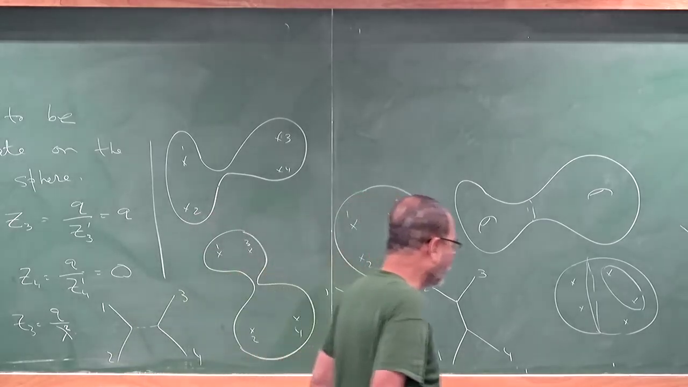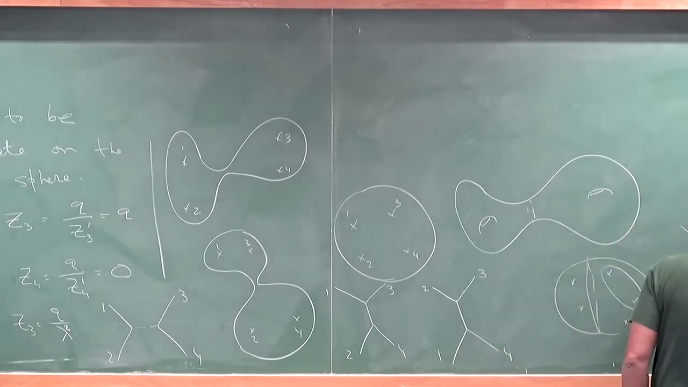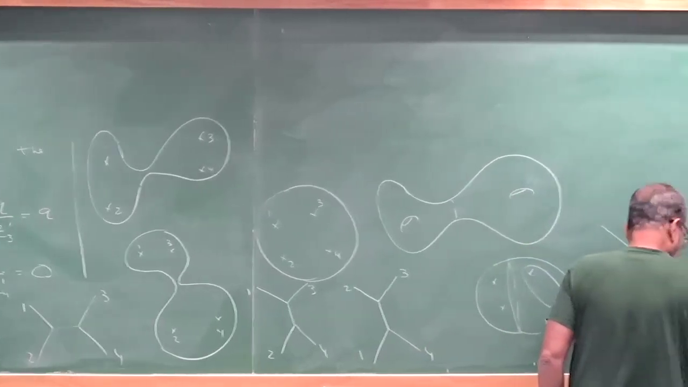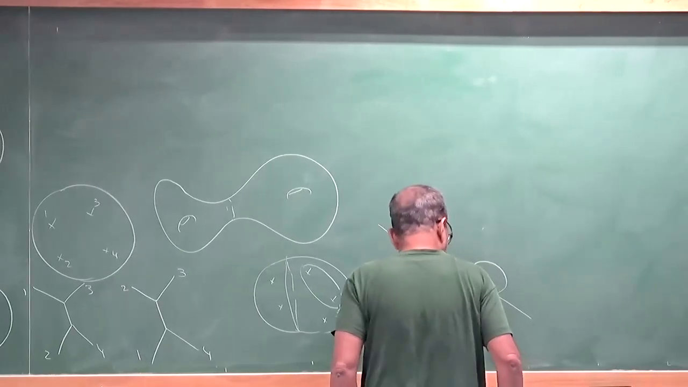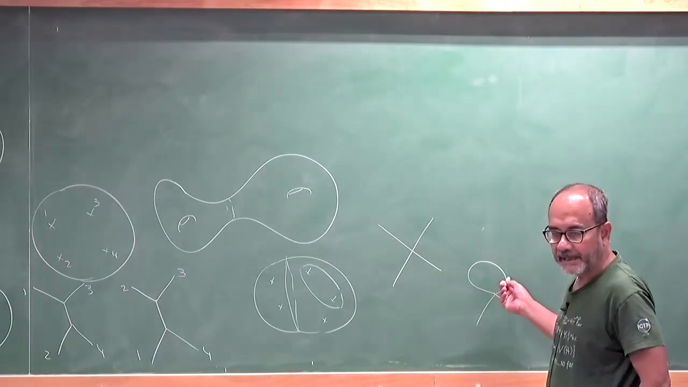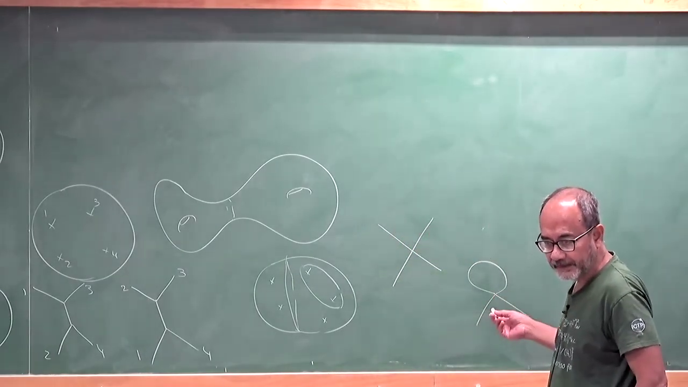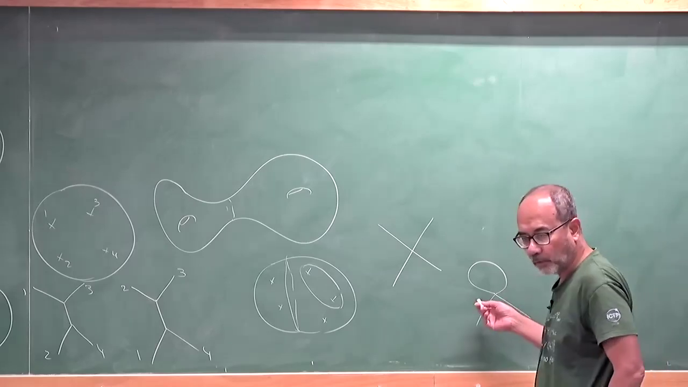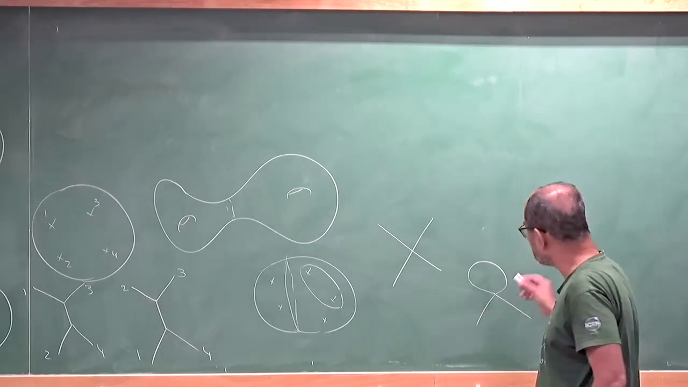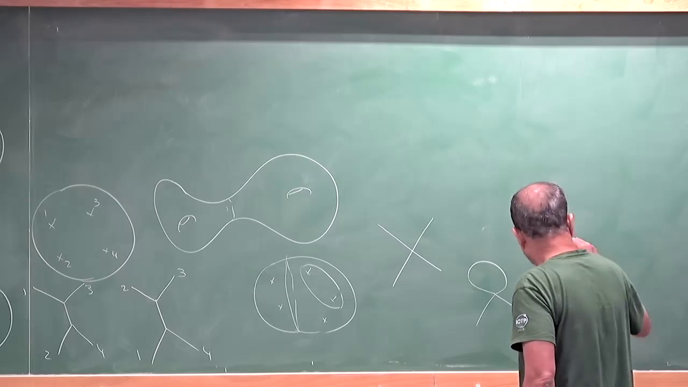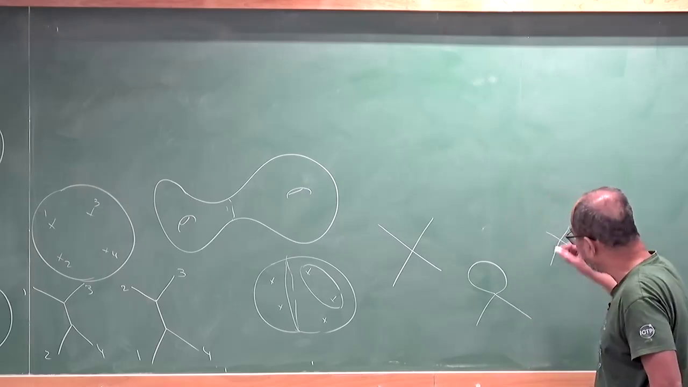Well, that's a loop. Like this, right? So this is a torus 2-point function. There is a contribution to the torus 2-point function which corresponds to taking the 4-point interaction on the sphere and connecting this by a propagator.